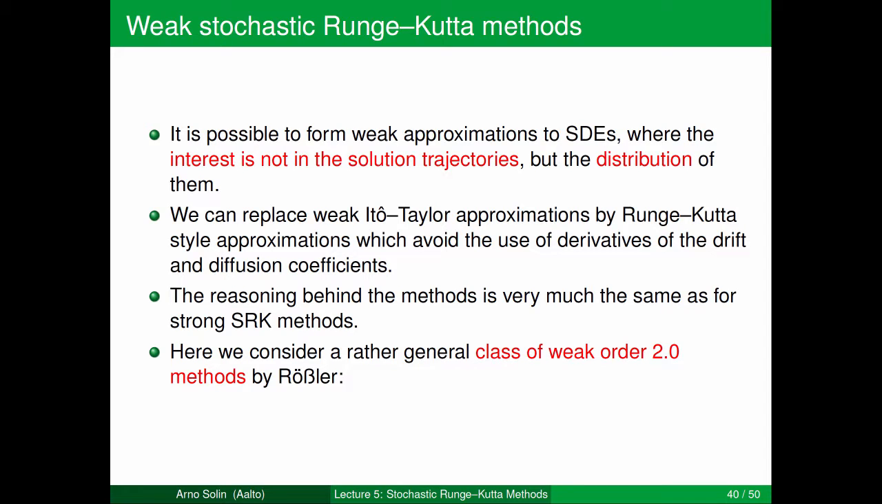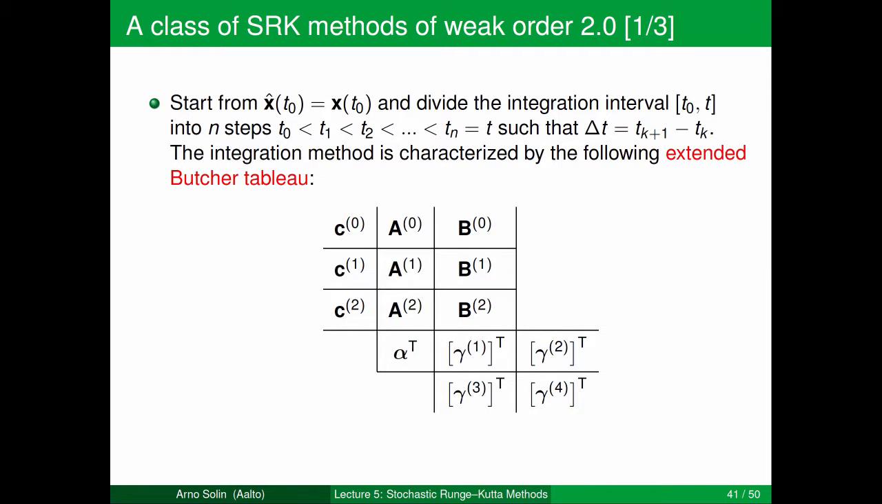In this part, we consider a rather general class of weak order 2.0 methods by Andreas Rößler. Similarly as in the previous section, we present a table formulation for the methods. This makes it easier to present the rather complicated formulation of the stochastic Runge-Kutta method. As you notice, the higher order method now requires a more complicated table formulation.